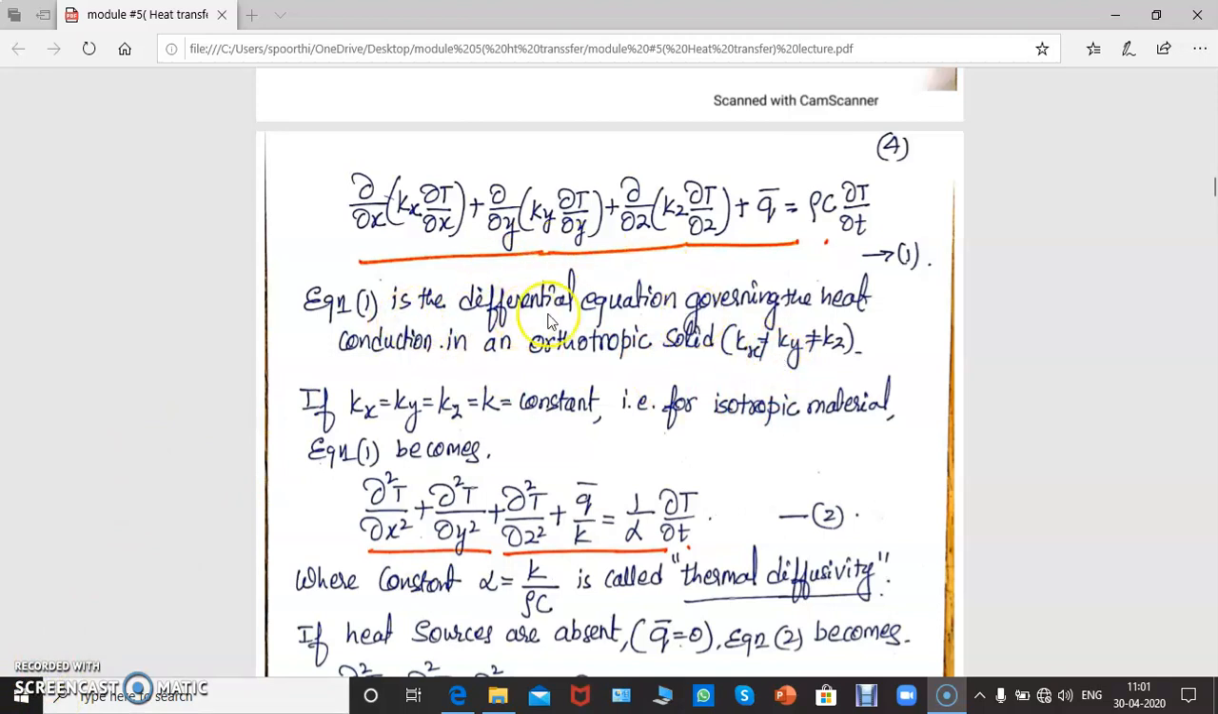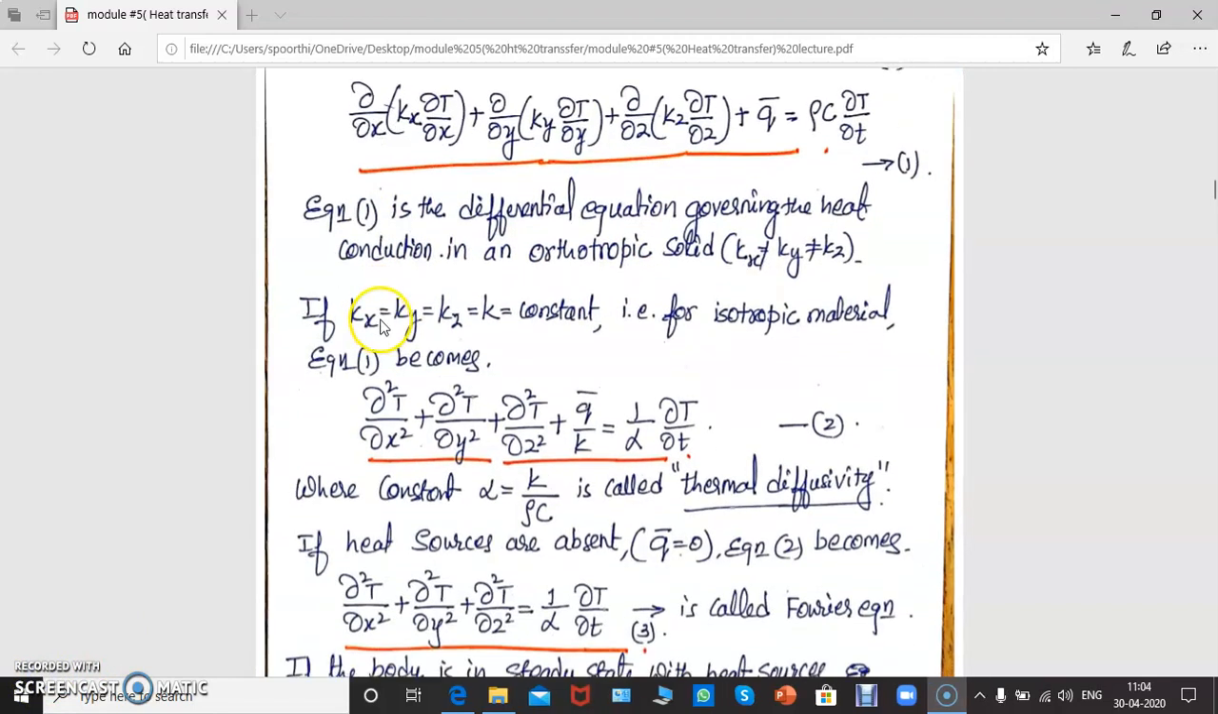So, equation 1 is the differential equation governing the heat conduction in an orthotropic solid. Orthotropic means that in the 3 directions, the thermal conductivity is not the same. So, Kx is not equal to Ky, is not equal to Kz. If you consider an isotropic material, then equation 1 becomes simpler, because all are the same. So, it is simplified, you can see this equation now.